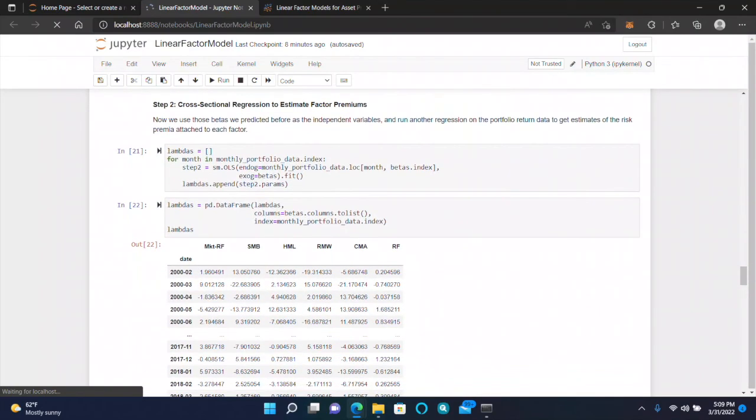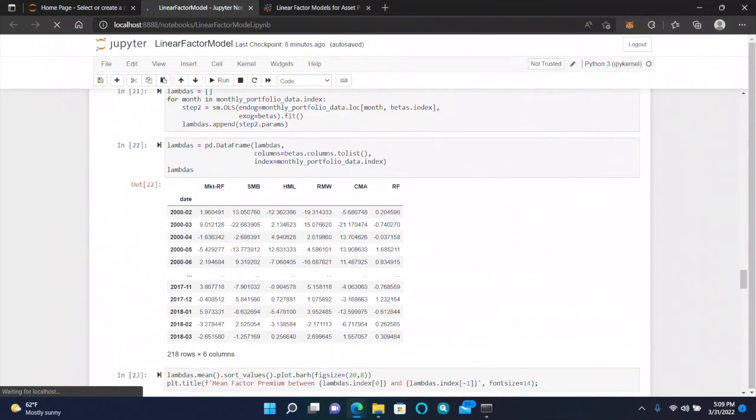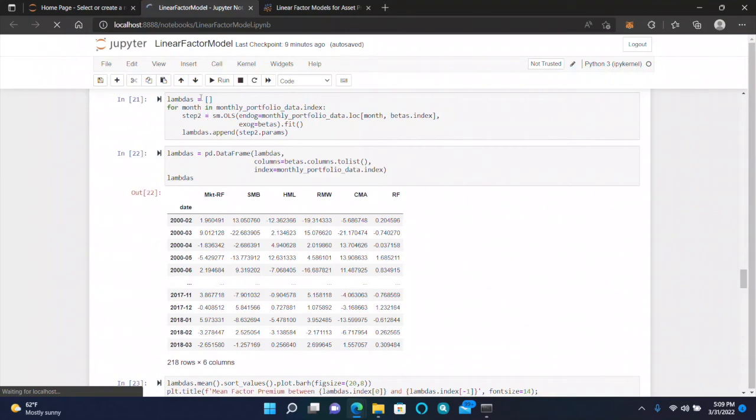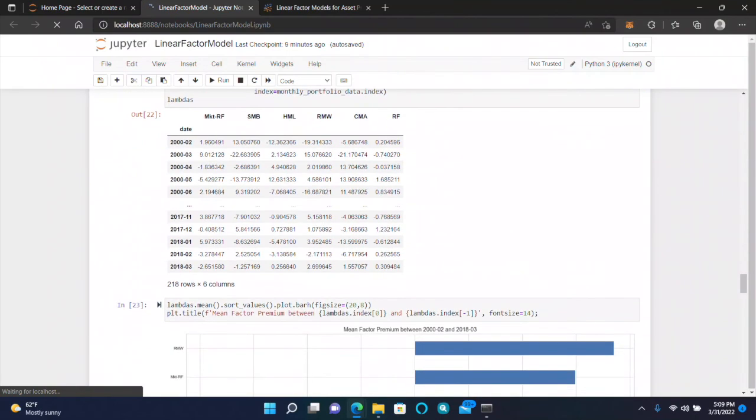Now then, step 2 was a cross-sectional regression, okay, to estimate the factor premiums. So now that we have the betas, we need to do the second part of our regression and get those lambdas. So we're going to make an empty list of lambdas and go through month by month. And we're using all of the industries, all 17 of them. And our X values this time are just going to be the betas from before. And the Y values this time are going to be the monthly returns. And we're just going to stick those all into our lambdas list. And when we get it out, we can see these factor premiums.